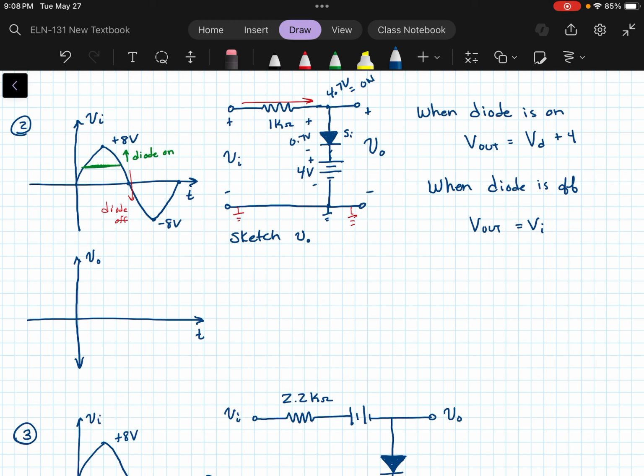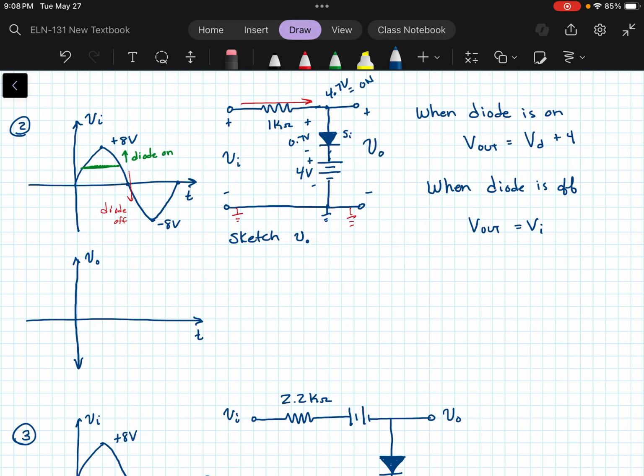So if I go down here to draw what my output should look like, it's going to basically clip off everything above 4.7, and it's going to keep everything else, because under 4.7 volts, let's see, for V in greater than 4.7 volts, V out is just going to be that 4.7 volts.